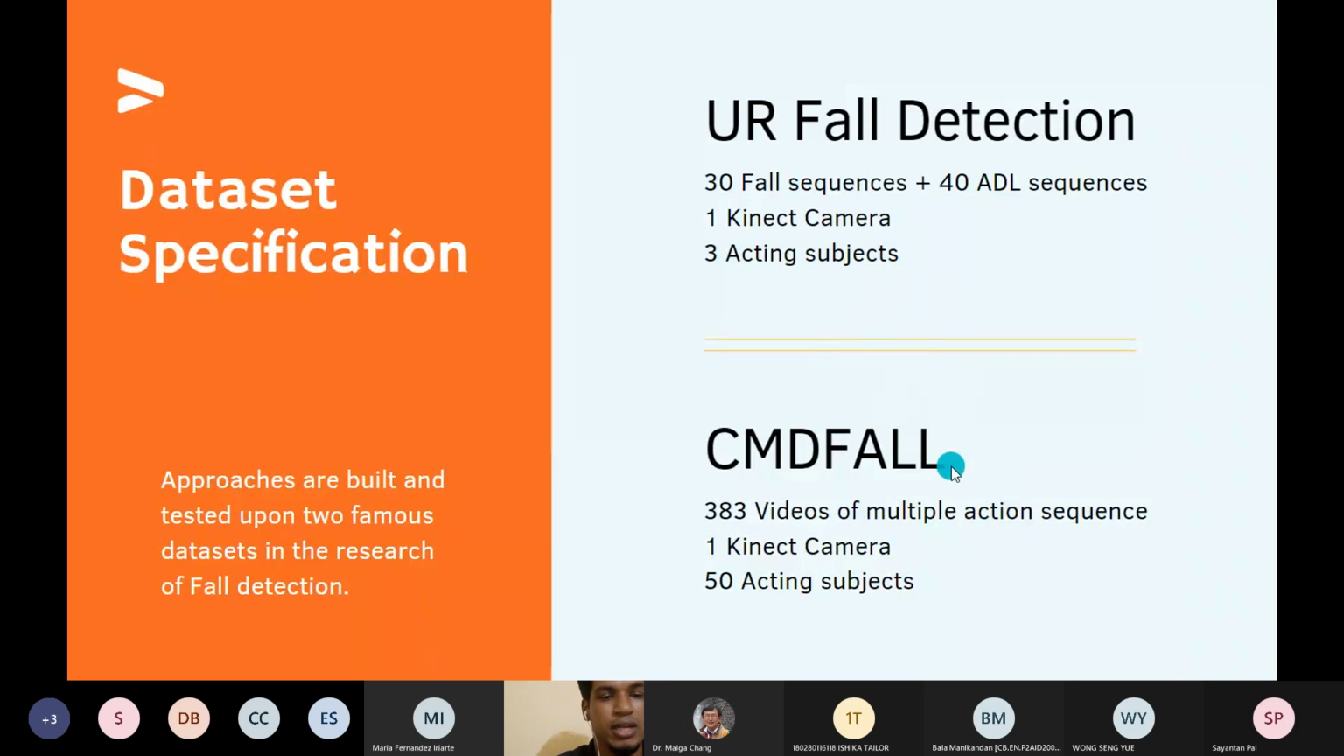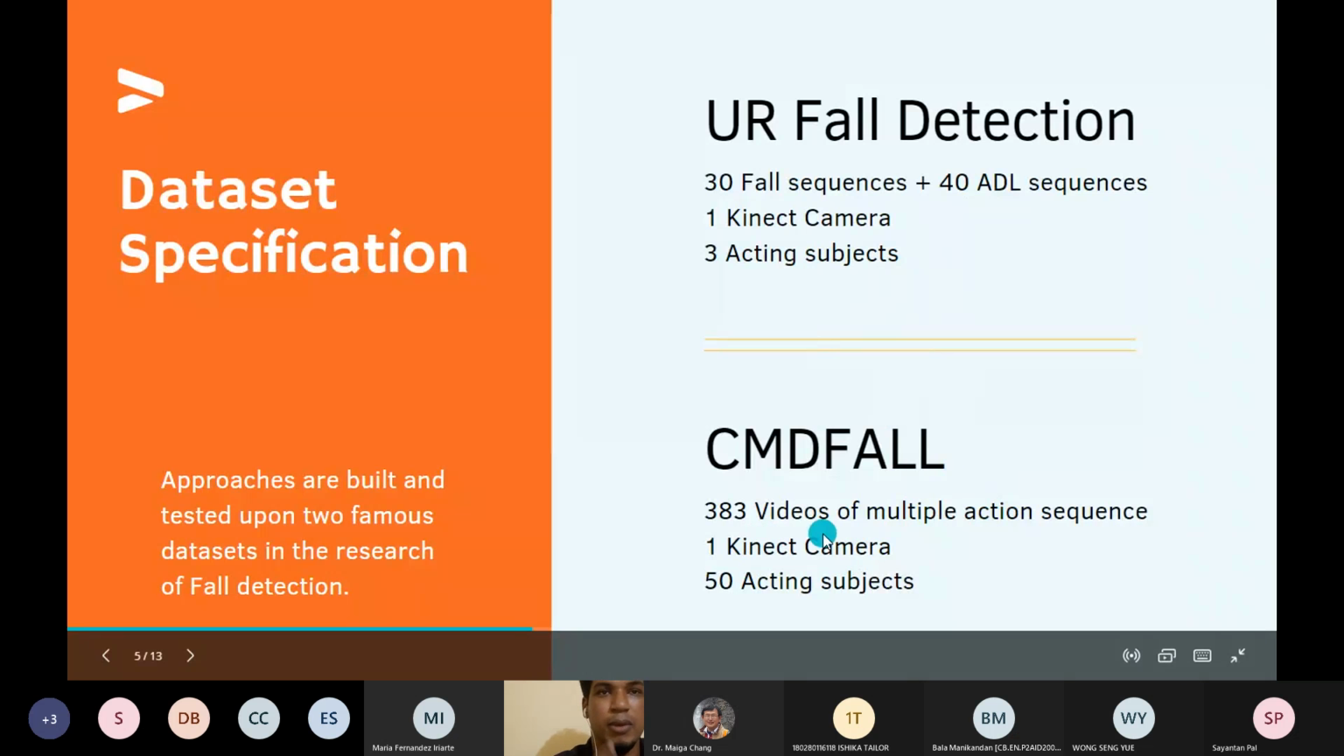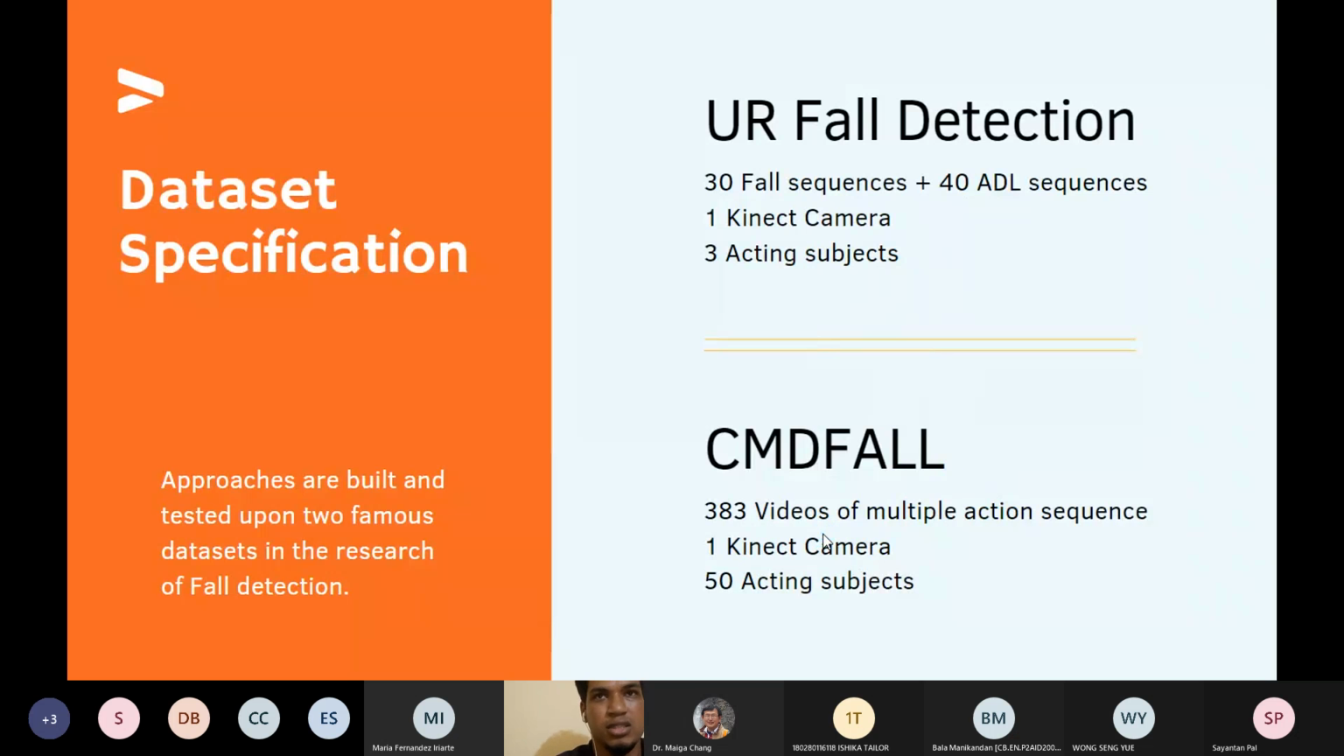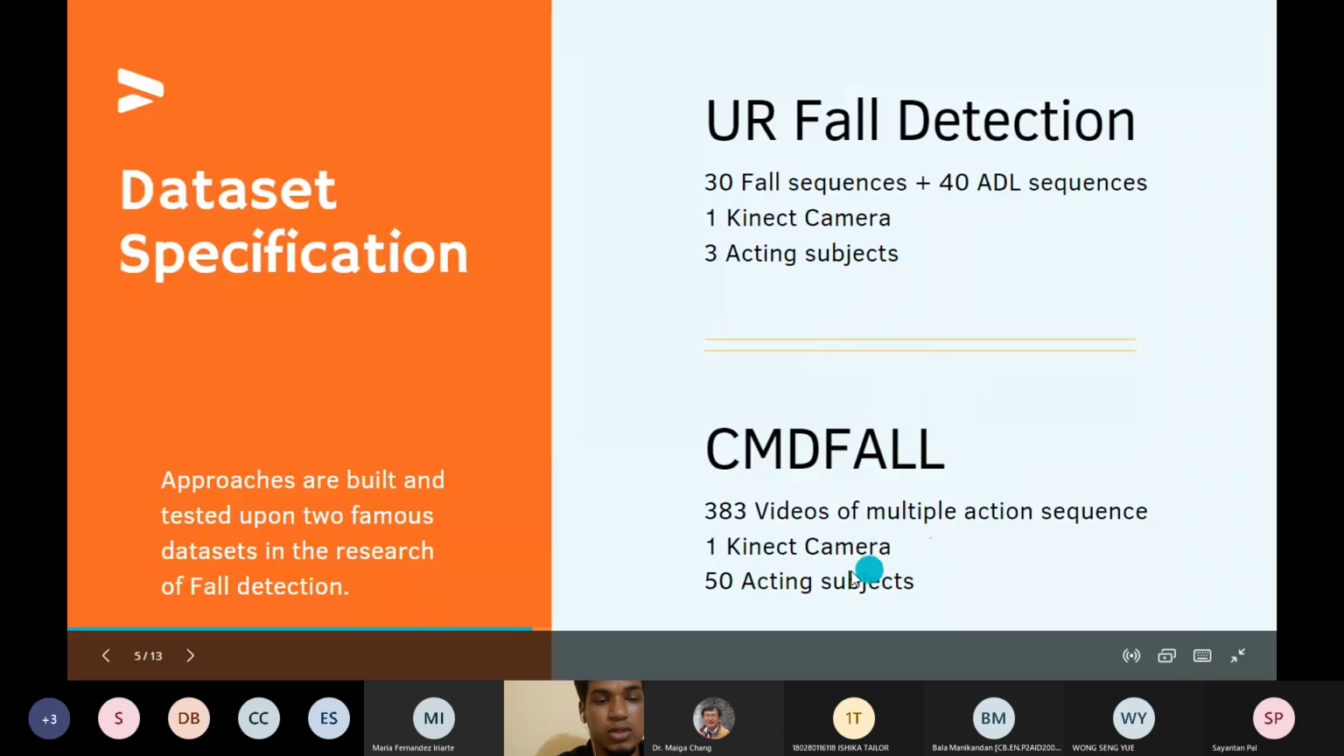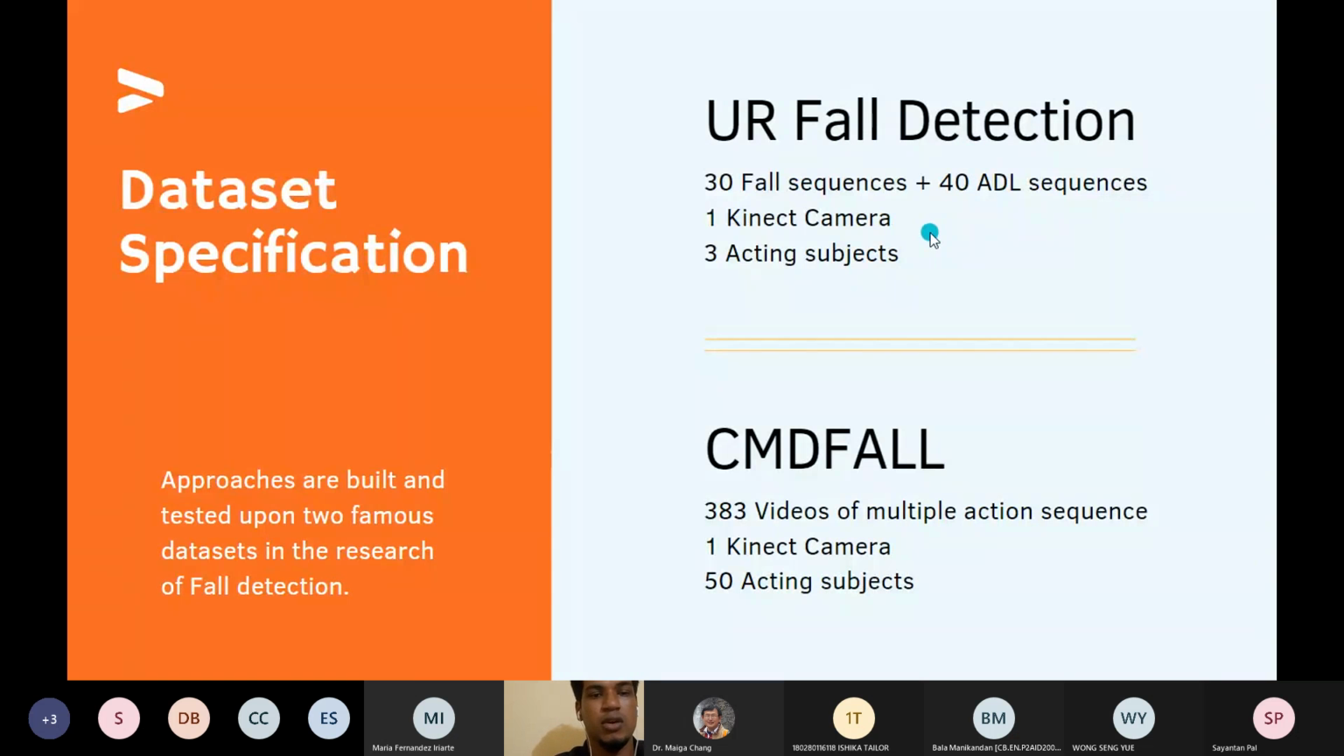The second dataset is a little bit more advanced. It has around 383 videos of multiple action sequences, about 12 action sequences in all. They also used one Kinect camera, and there were 50 acting subjects who acted in all those videos. The reason we started from URFall detection, which has 70 videos, is that it is a basic dataset. We will first develop a model on URFall detection. It is actually very little data compared to the CMD fall dataset.